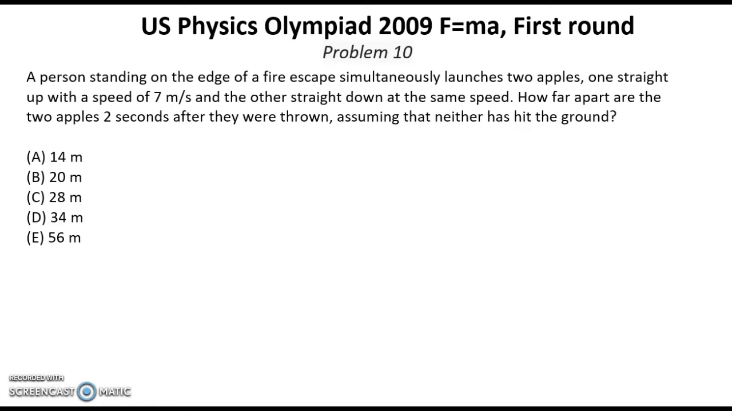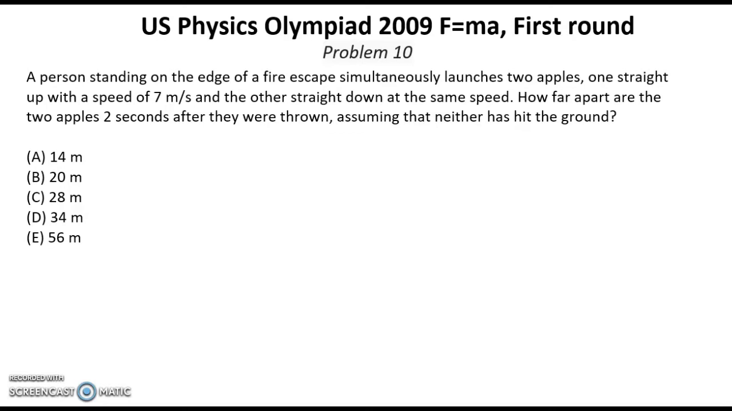Problem number 10. A person standing on the edge of a fire escape simultaneously launched 2 apples, one straight up with a speed of 7 meters per second and the other straight down at the same speed. How far apart are the 2 apples 2 seconds after they were thrown? Assuming that neither has hit the ground.